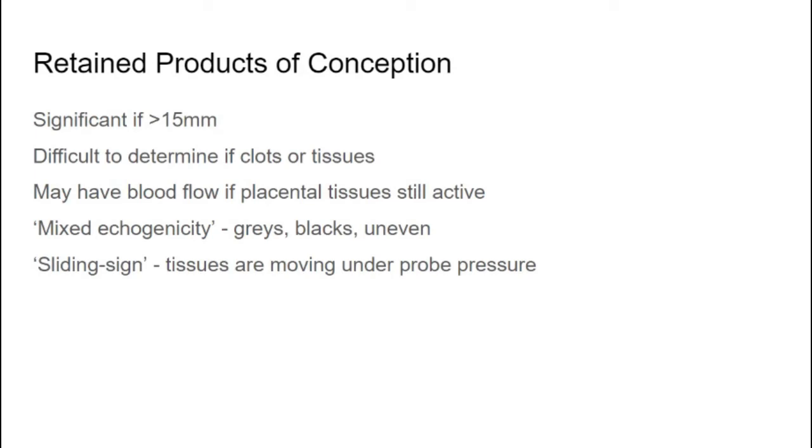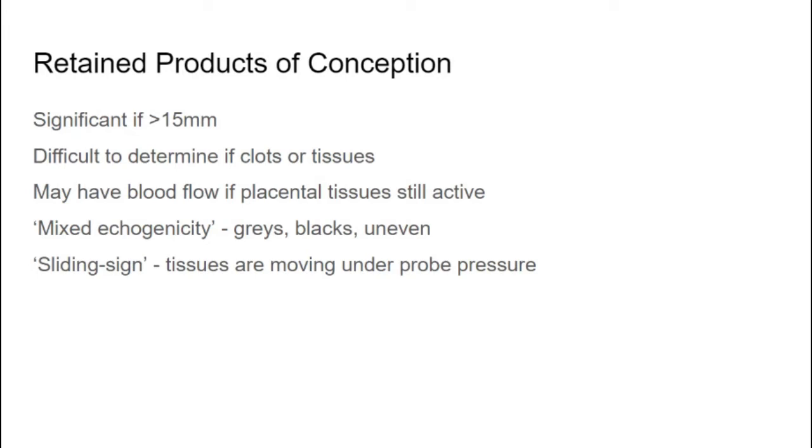So with miscarriage, sometimes the sac may be completely collapsed. There may be evidence of blood clot or retained products of conception. So these are either clots or tissues that have been left after miscarriage, so an incomplete miscarriage. We would generally say they're significant if it's more than 15 millimetres. So even after a complete miscarriage where all of the pregnancy tissue has passed, you're going to have some thickened endometrium and some blood or clot within the cavity. So once it's more than 15 millimetres, we would say that's significant.